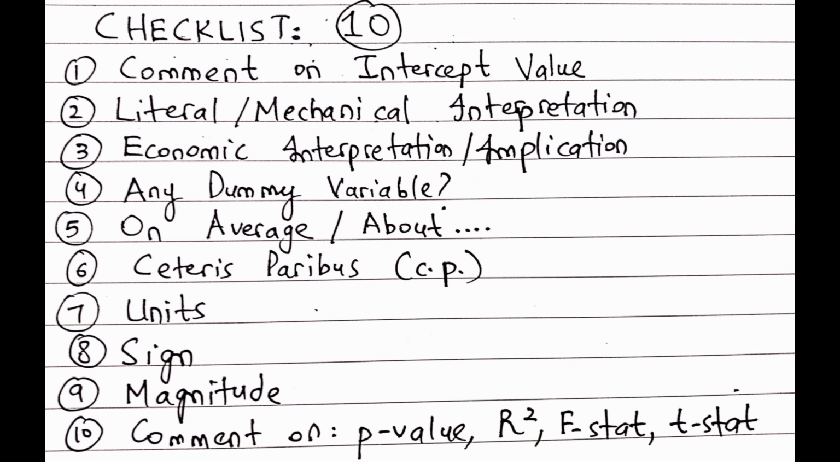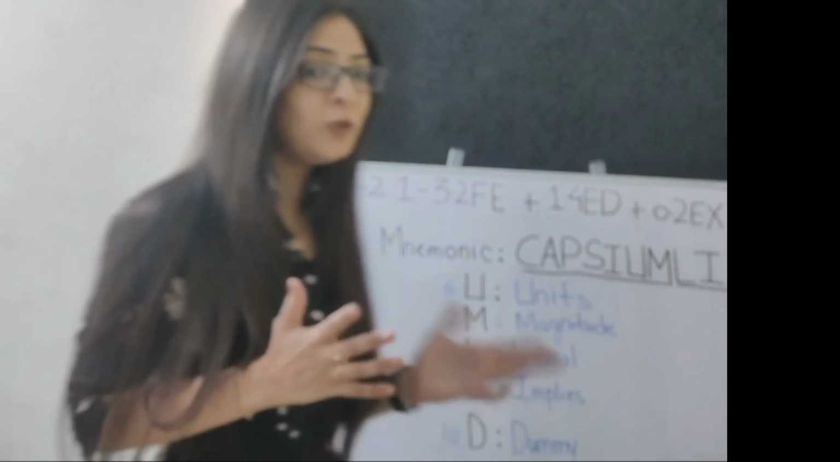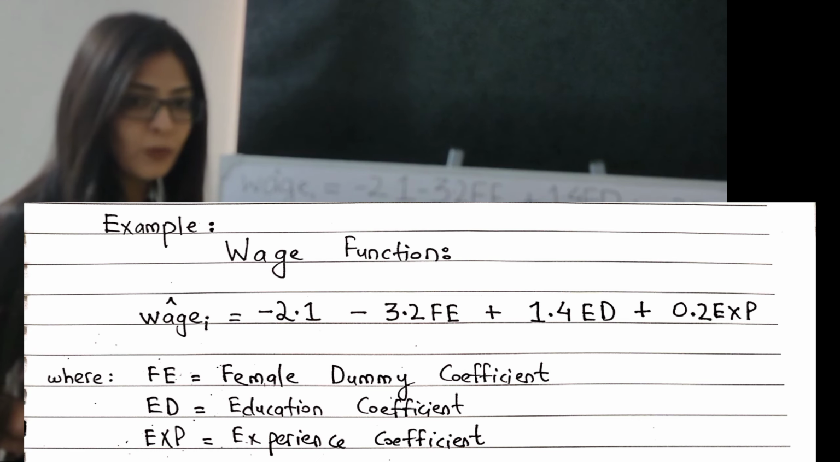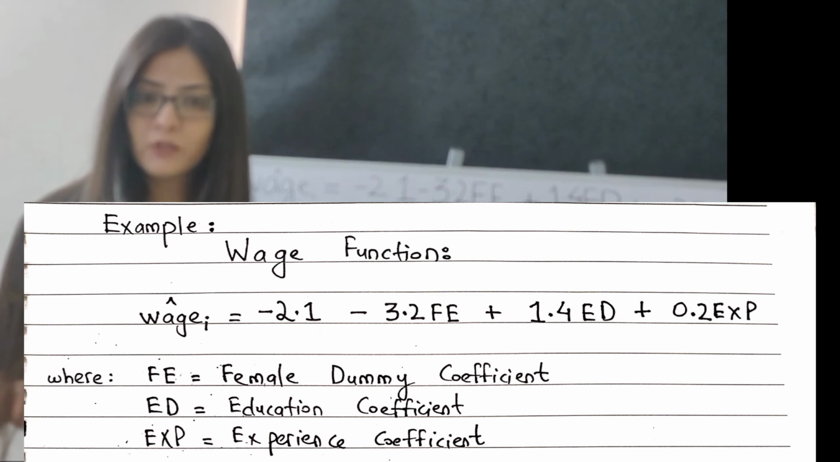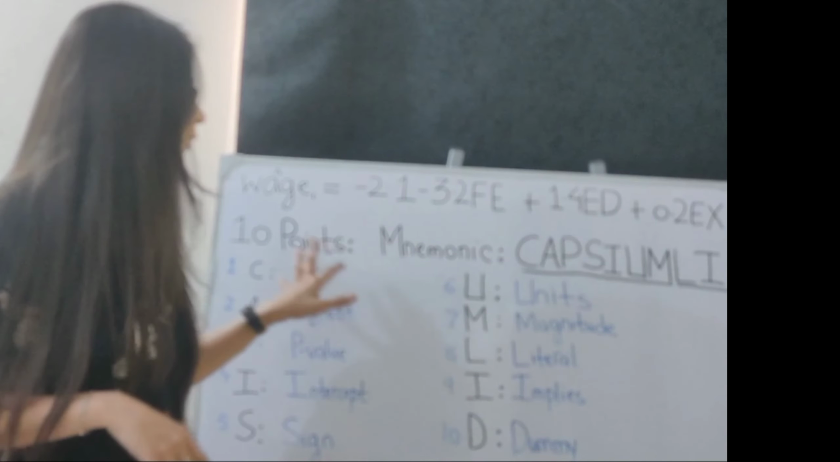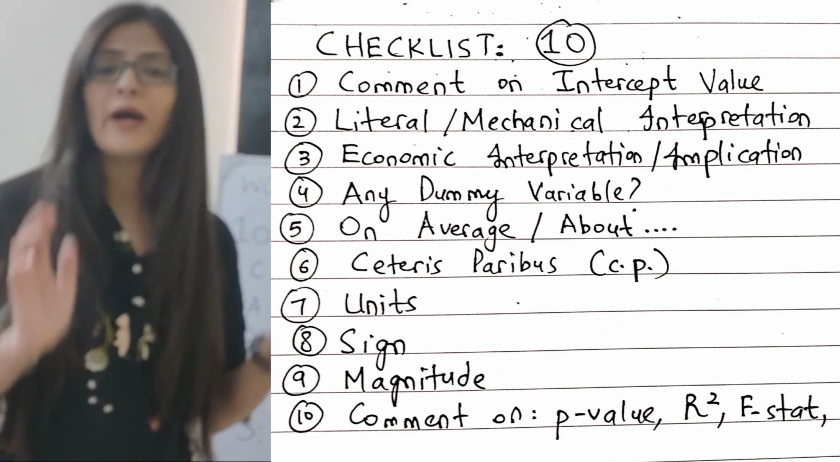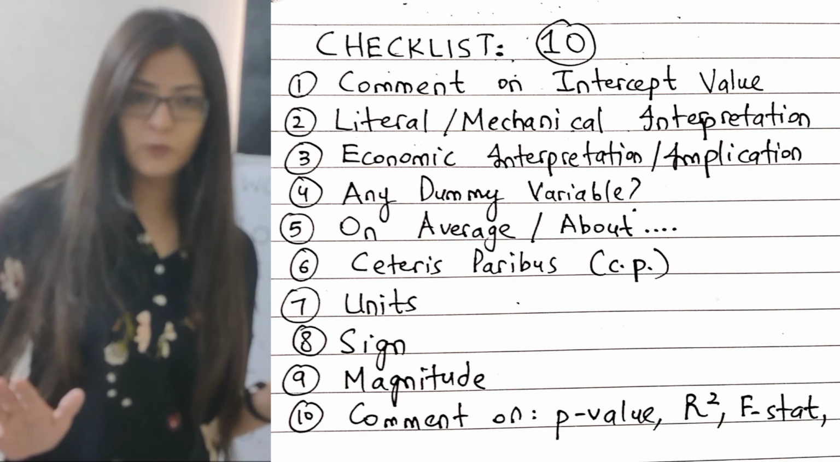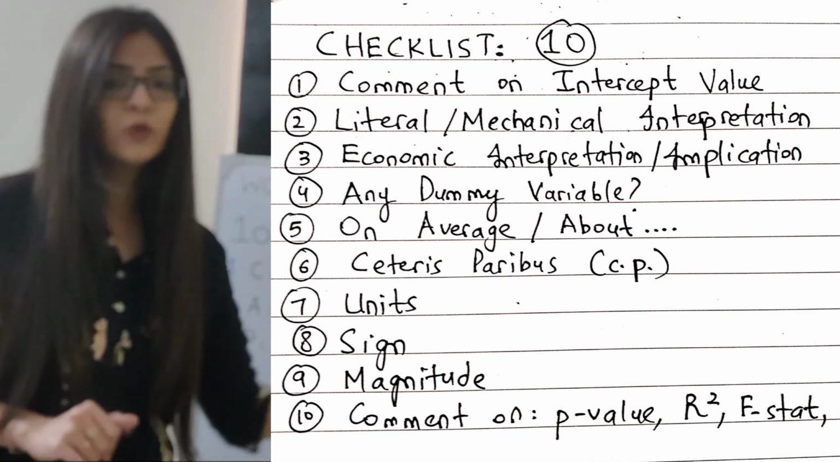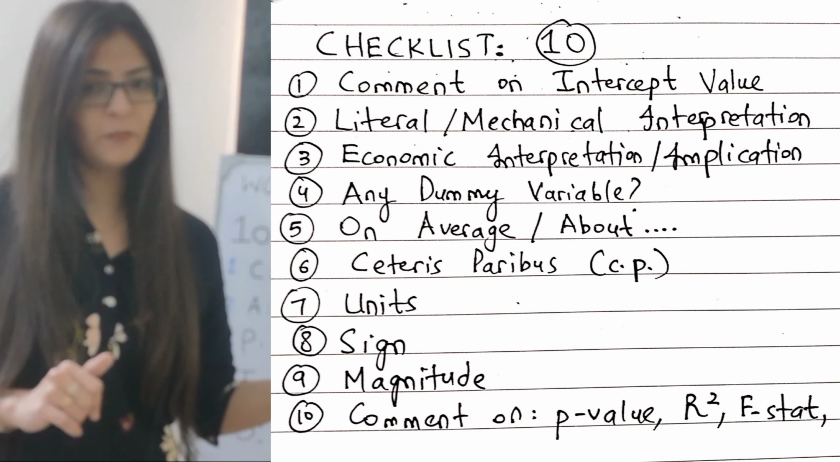Students forget about one or more of these 10 points, and then they keep wondering why they have lost some marks in the exam. So let's say you're given a regression equation like this one. How are you going to go about interpreting it? You have to make sure that you include these 10 points while you are interpreting any regression equation, and this checklist is going to help you to remember all of these 10 points.